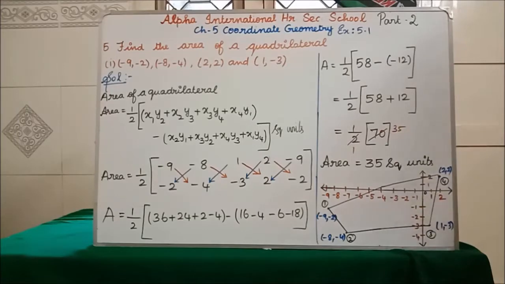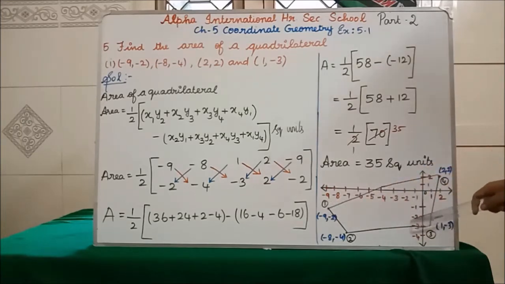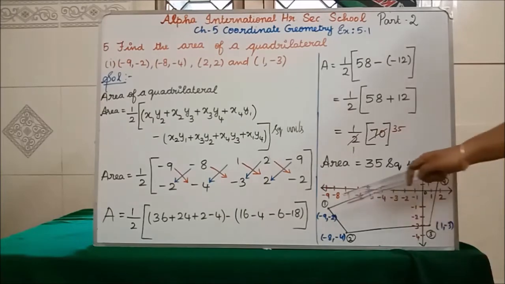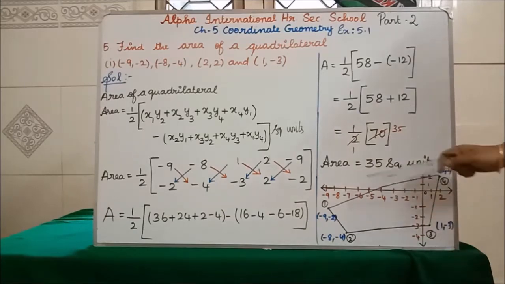First point is what? Minus 9 comma minus 2. See, in x-axis minus 9, in y-axis minus 2. So I have plotted here. Can you able to understand? I have made that one. Okay, now second point is what? Minus 8 comma minus 4. In x-axis minus 8 is here, in y-axis minus 4 is this. So you keep the dot, minus 8 comma minus 4.